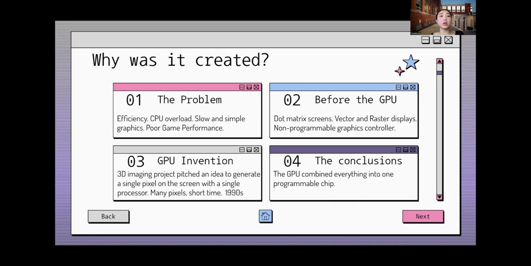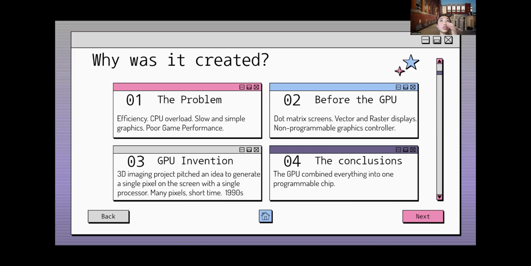So why was it created? The problem was everything was inefficient and the CPU was being overloaded. Before the graphics card was created, the CPU was basically the graphics card. It was overloaded because it was such old technology that it couldn't handle everything that people wanted it to. It was slow, the graphics were simple, everything was pixels on a screen, and game performance was terrible. So again, before the GPU there were dot matrix screens.